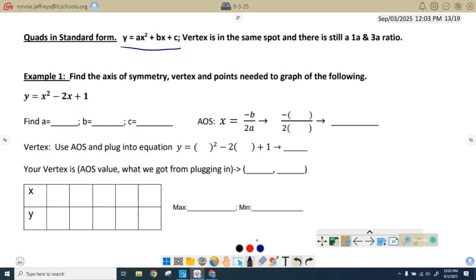Find the axis of symmetry, vertex, and points needed to graph. Alright, so instead of having a, h, and k, we have a, b, and c.